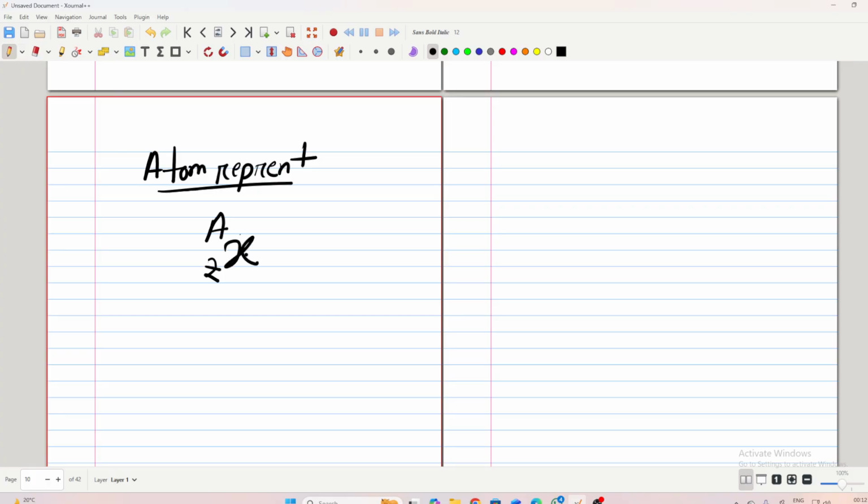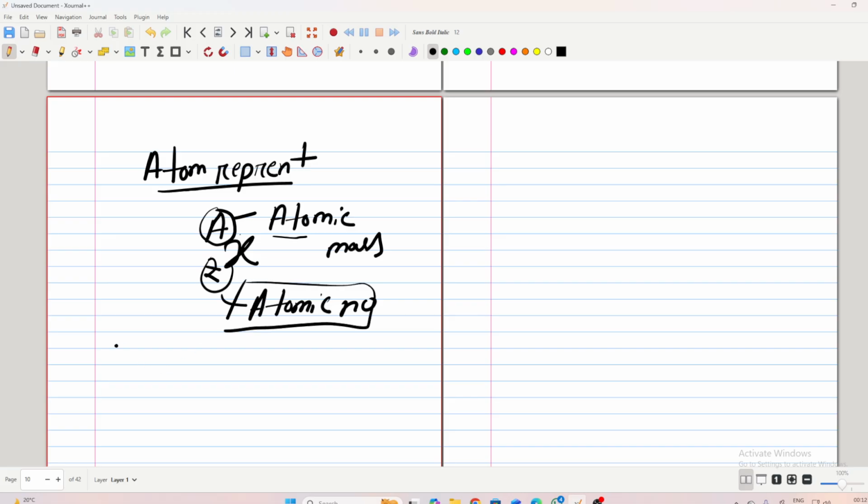If we assume that as an atom, in the head of the X, we write atomic mass, and under the X we write the atomic number. This is how we represent an atom. In an atom, in the head, atomic mass is being written, and in the foot or under the X, atomic number is being written.